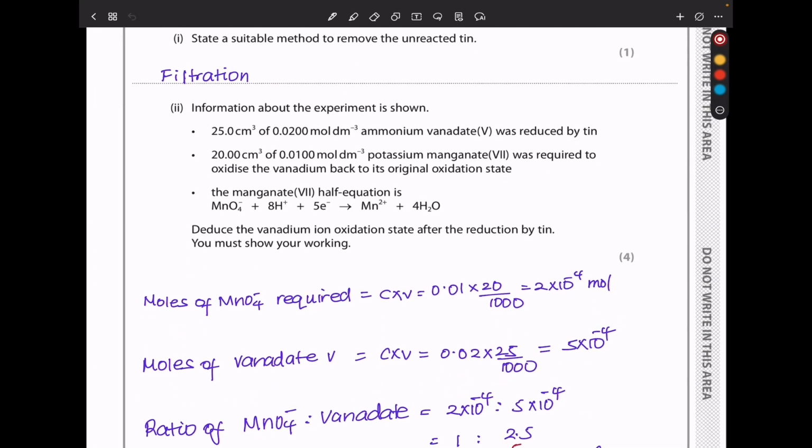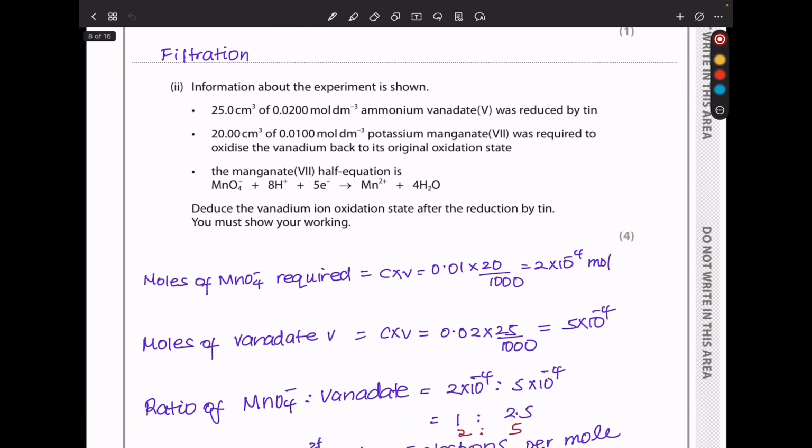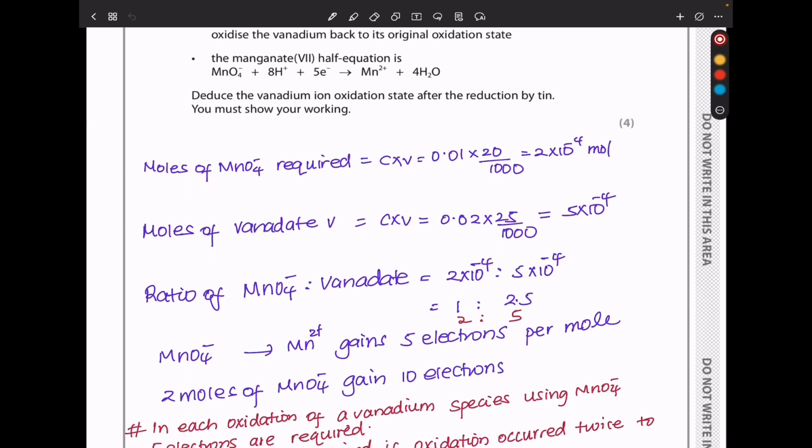Information about the experiment is shown. 25 centimeters cubed of 0.02 mole per decimeter cubed ammonium vanadate 5 was reduced by tin. 20 centimeters cubed of 0.01 mole per decimeter cubed potassium manganate 7 was required to oxidize the vanadium back to its original oxidation state. The manganate 7 half equation is given here. They said to deduce the vanadium ion oxidation state after the reduction by tin, and you must show your working.